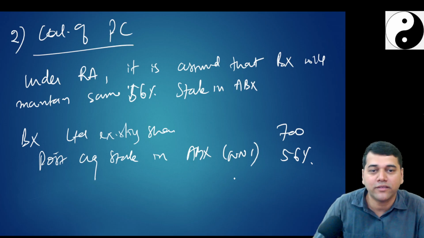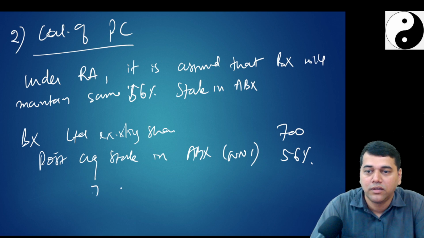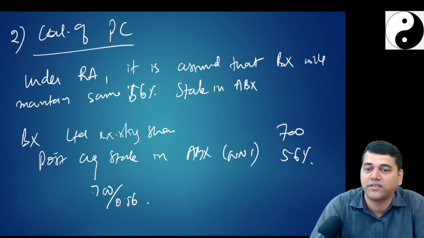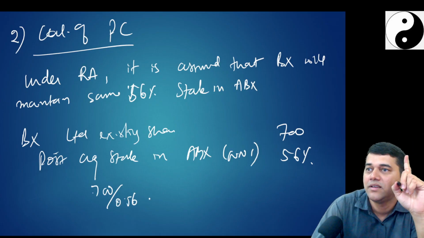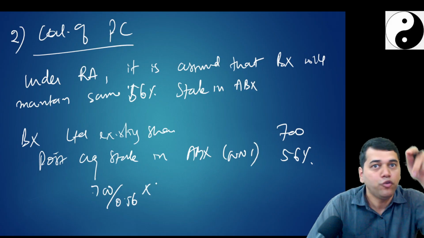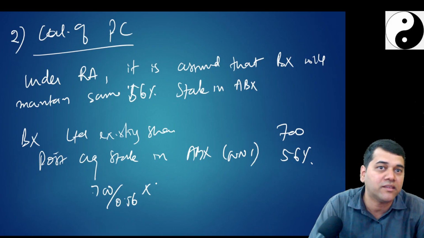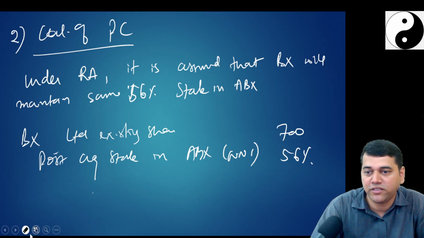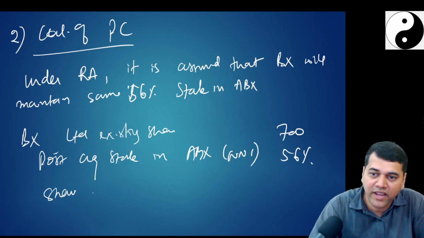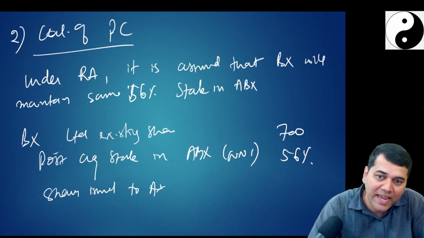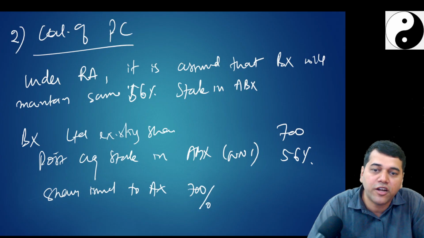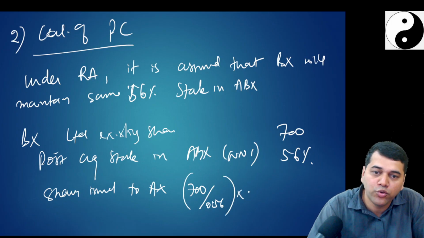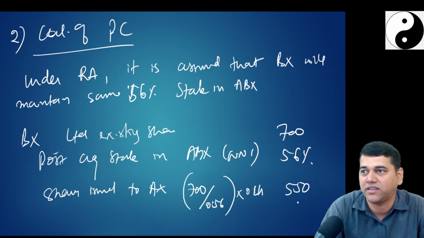That is very easy. Then you say, sir, very easy. 700 divided by 0.56 gives you the total number of shares in ABX. If you maintain 56, how much will you permit ABX? 44. So write: the number of shares issued to AX will be 700 divided by 0.56 into 0.44, which is 550 shares, which is nothing but a 44% stake. Have you understood?